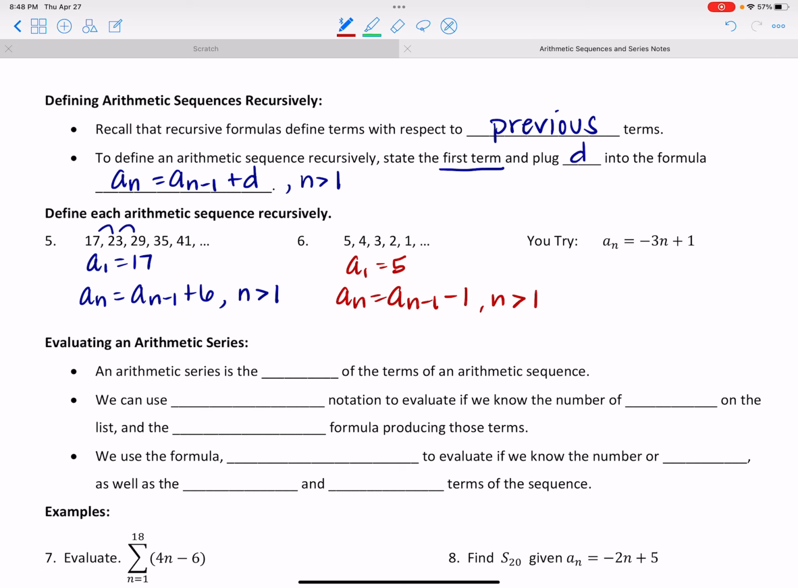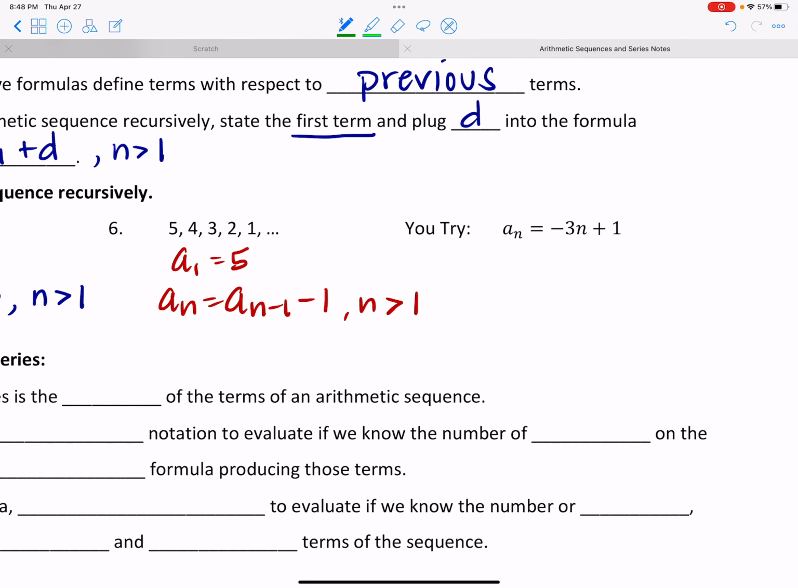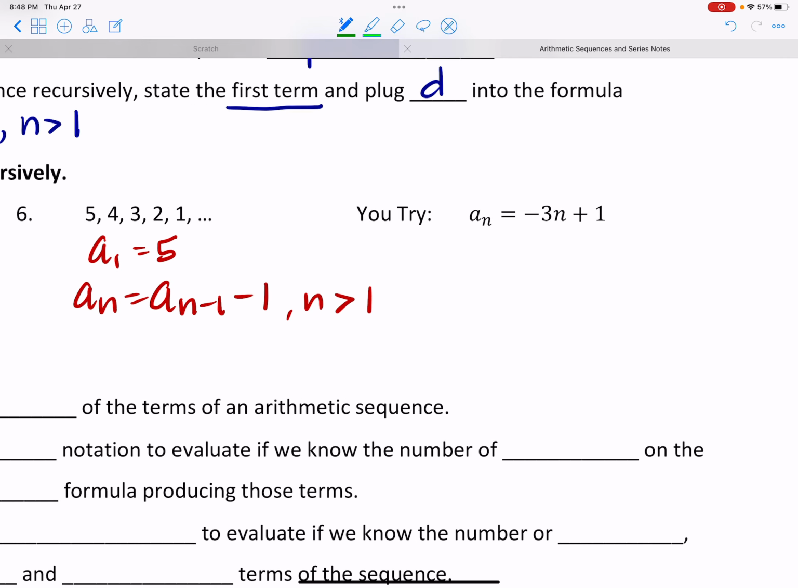Now again, a good opportunity for you to try this if you want to pause the video and give it a shot. But you should be able to look at an explicit formula for an arithmetic sequence and still define it recursively. So we need the same information. If I said to define this recursively, I need to know what the first number is. Well, I know how to find that. If I have a rule and I have to find it, just plug the 1 in, input 1 for n. So negative 3 times 1 would be negative 3, and negative 3 plus 1 would be negative 2. So I know this list would start at negative 2.